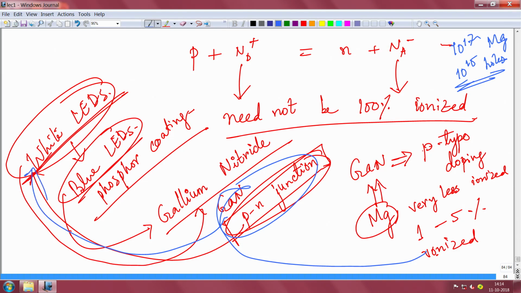So, incomplete ionization is not something very fancy that we have to study only for our course. It is very important for practical devices like white LEDs, right. So, we should keep that in mind. Okay.